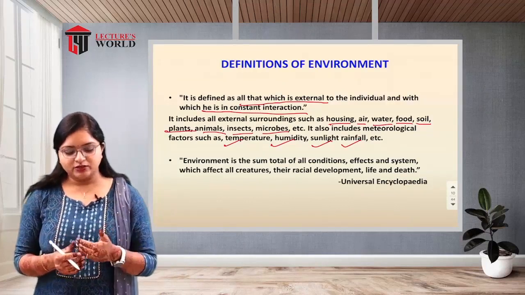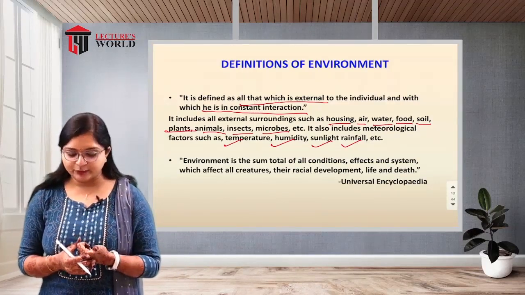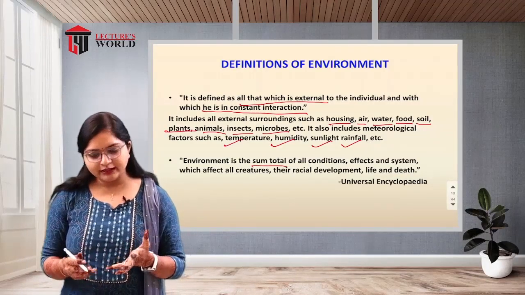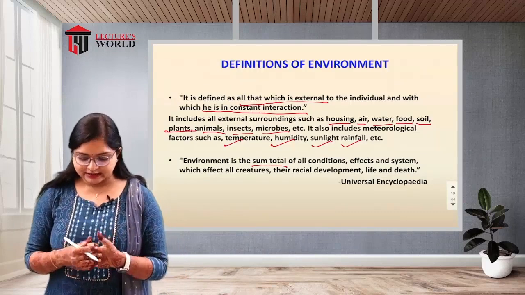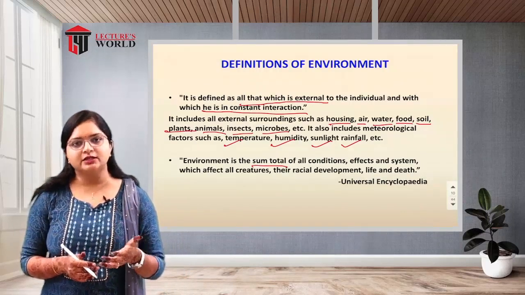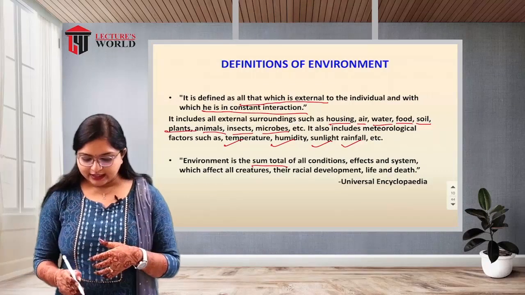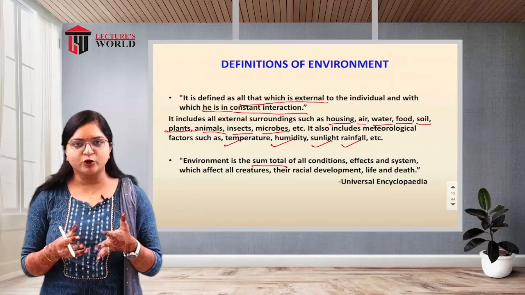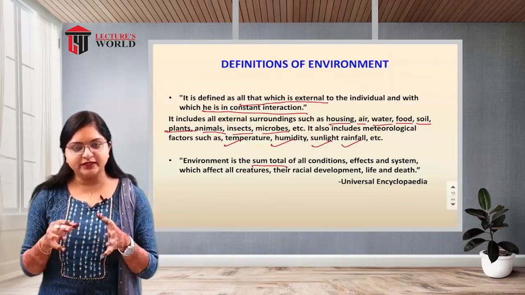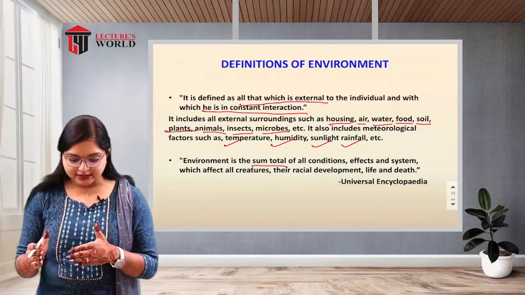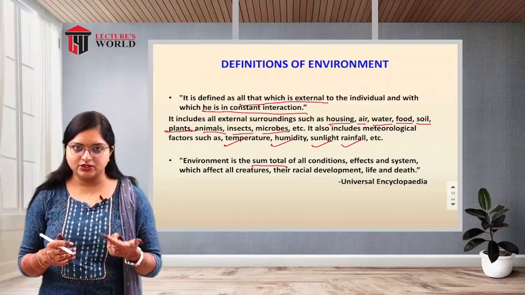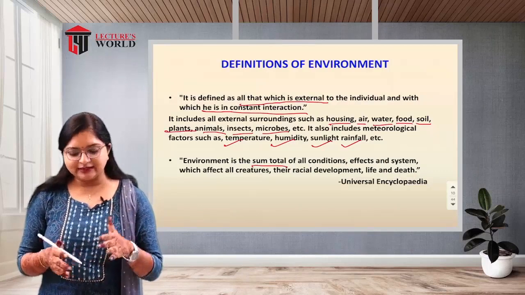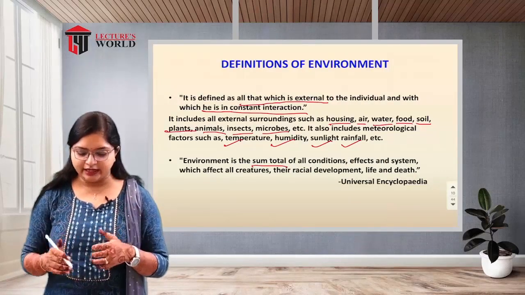Another definition, which is given by Universal Encyclopedia, is that environment is the sum total of all the conditions, effects and systems which affect all the creatures, their racial development, life and death. So basically, what is environment? It is the sum total of all the conditions, effects and the systems which affect all the living creatures, not only human beings, their racial development and their life and death. This is known as environment.